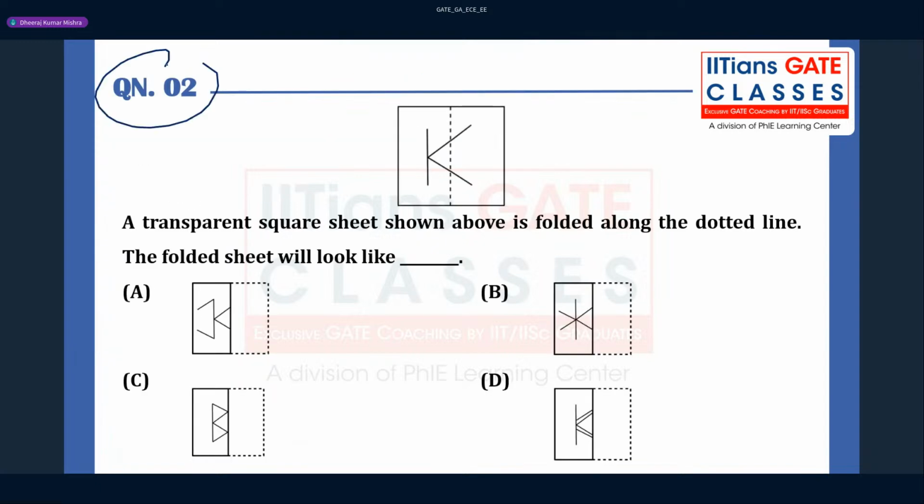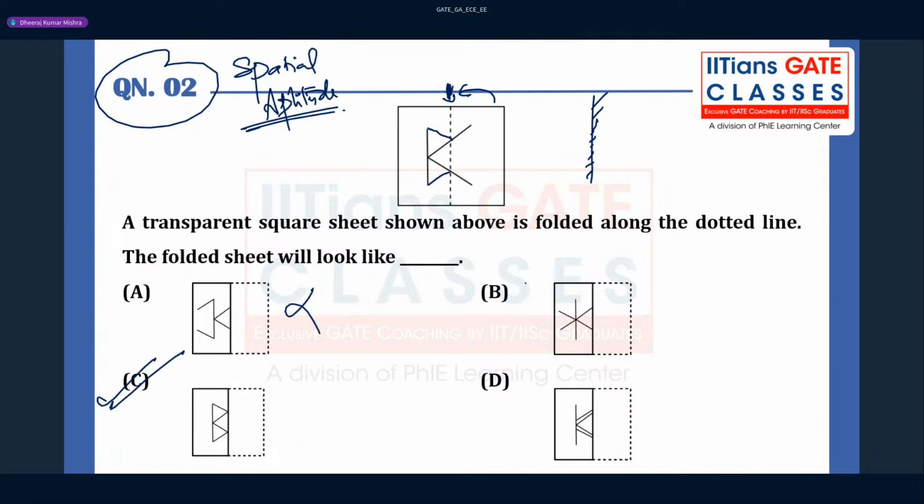The second question, you see, guys, is from spatial aptitude, and this kind of concept I have given you in detail. A transparent square sheet shown above is folded along the dotted line, and you have to fold it. Folding is nothing but, if this kind of dotted line is given, you have to just find the mirror image of these lines. So the folded sheet will look like what? If you fold like this, this line is going to be like this, and this line will become like this. Remember that. So which option is correct?